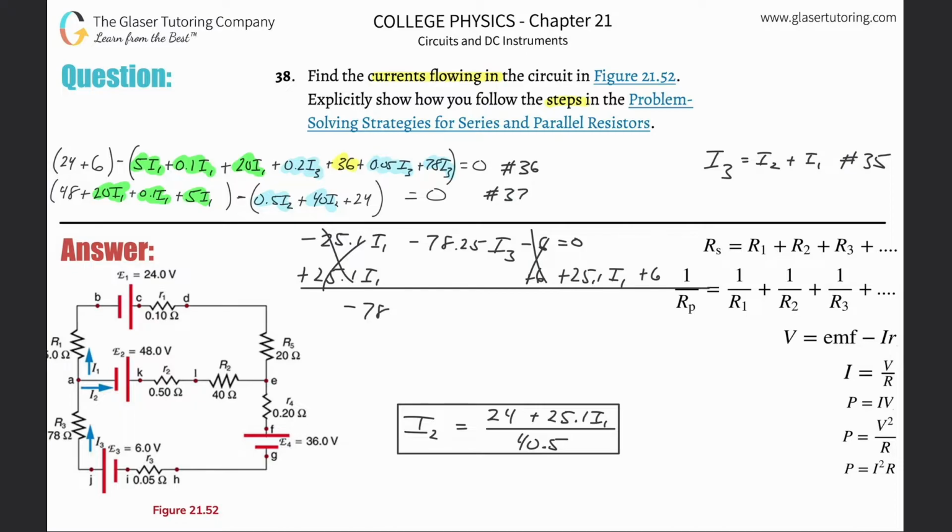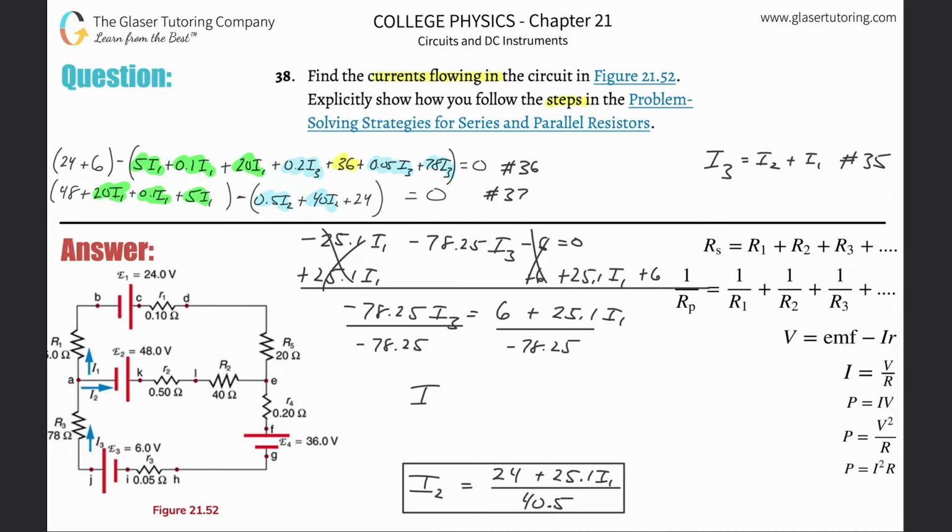Negative 78.25 I3 is then going to be equal to, it doesn't matter how you organize it now, 6 plus 25.1 I1. Okay, and now I got to get rid of this negative 78.25. So simply just now divide that on out. So divided by negative 78.25. And here we'll go negative 78.25. All right, and now let's write down what we got.